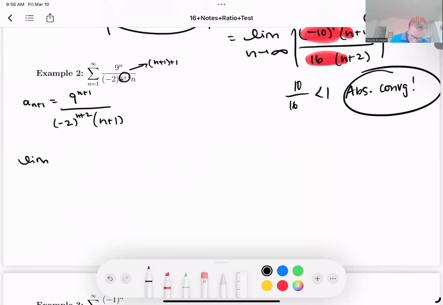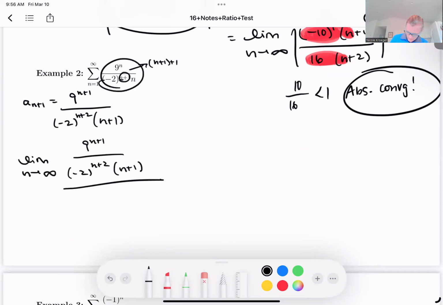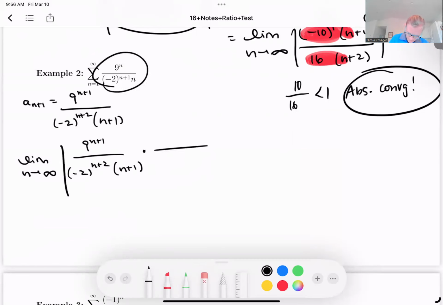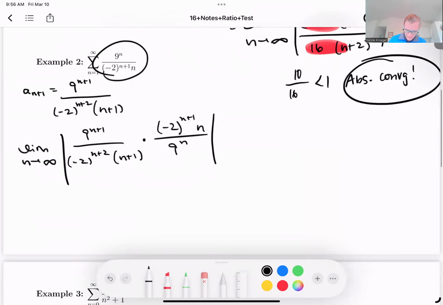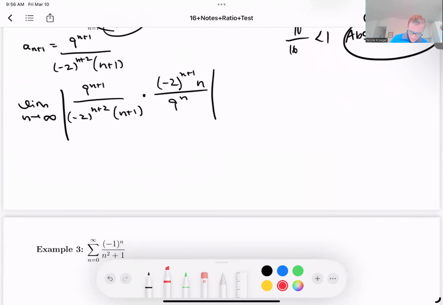So we're going to look at a limit as n approaches infinity. We're going to have 9 to the n plus 1 over negative 2 to the n plus 2 times n plus 1. I'm going to divide that all by my original expression, which is the same thing as multiplying by the reciprocal. So let's save ourselves some writing and multiply by the reciprocal of this guy. Okay, and let's ask ourselves, what are we left with? So the 9 to the n will cancel out and leave us with the 9 to the first over here. The negative 2 to the n plus 1 will cancel out and leave us with a negative 2 to the first here.